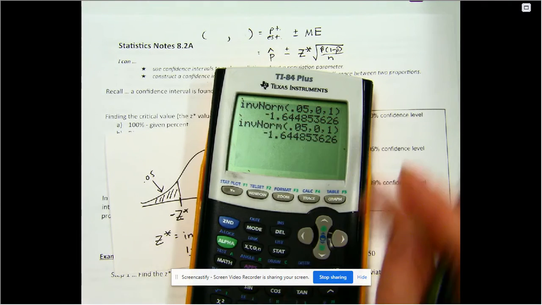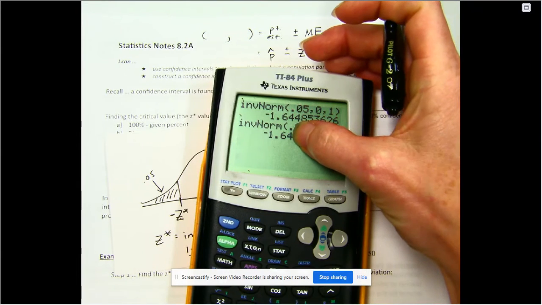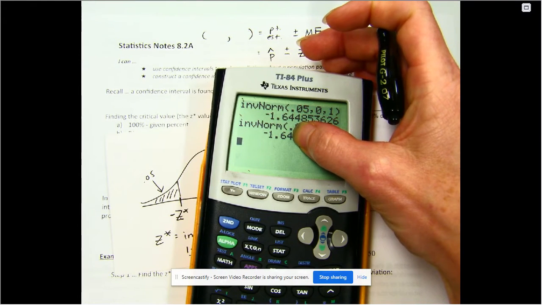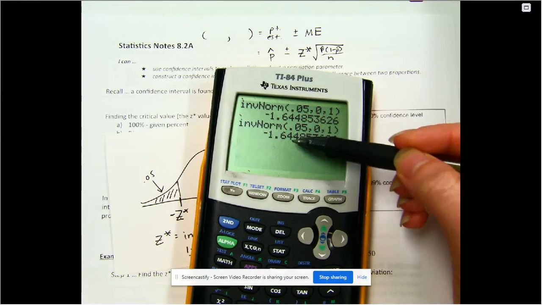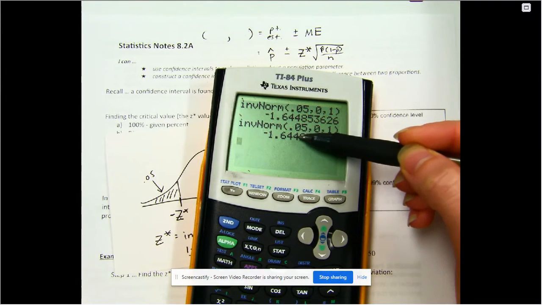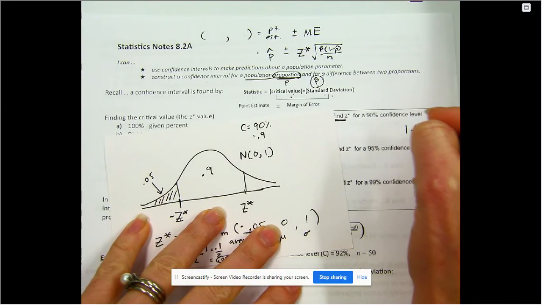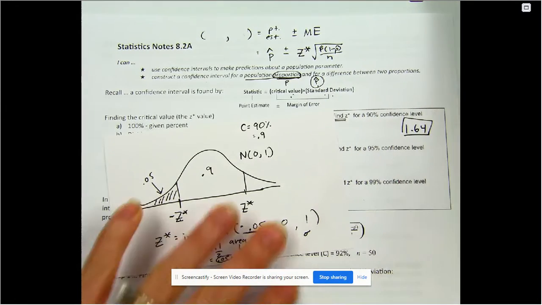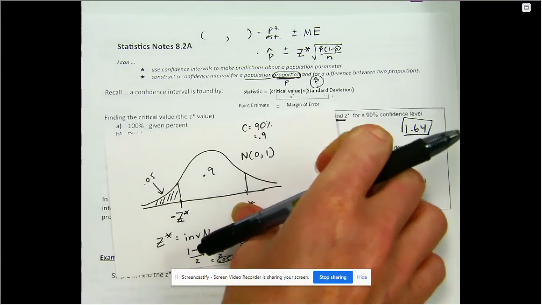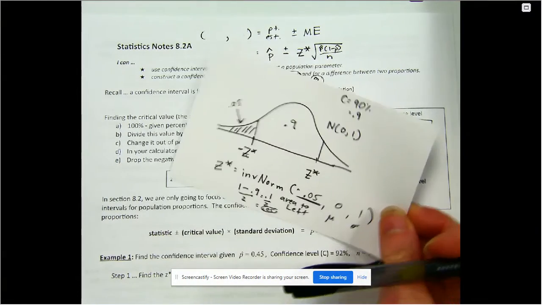And I get 1.64. Now, we're usually going to round to the hundredth. That's where we typically round to for a critical value. Notice to the right is a 4, so I'm going to round down to 1.64. So let's now look at these directions, but this is why this works.